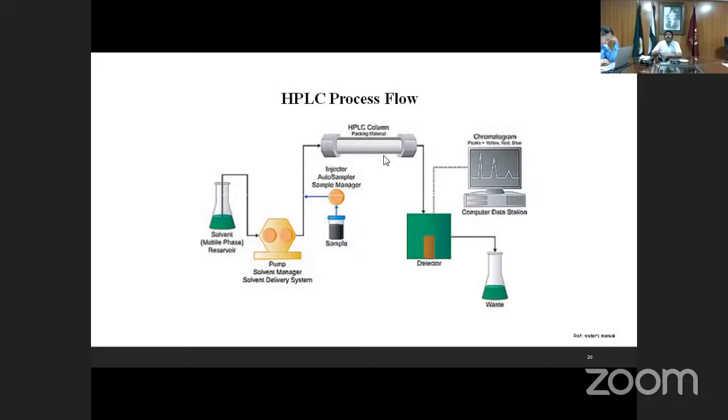Again, it depends on which kind of stationary phase it is, depending on the nature of your work. Then after eluting from the column, the substance goes into the detector, and again this detector is according to your application, which kind of detector you want to use here. We will explain about the detector and the choice of the detector, how you can select the detector according to your application.